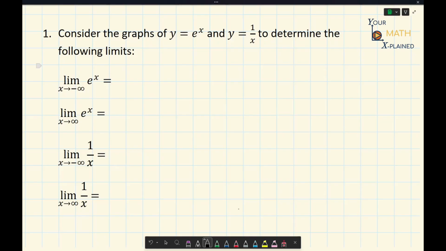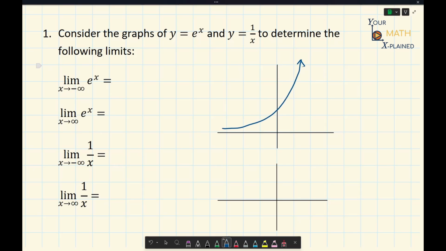So here we're going to have two graphs, one for e to the x and one for 1 over x. Let's just go ahead and draw both of them on the right side. The first one that we're going to draw is going to be e to the x. Now e to the x looks something like this. So this here would be y is equal to e to the x. And then the other graph is 1 over x. That graph looks something like this on the left side, and on the right side, it looks something like that. So this here is y is equal to 1 over x.